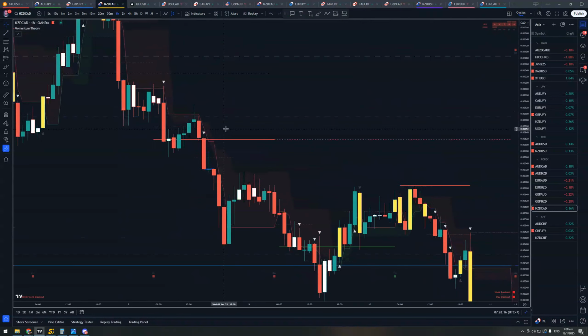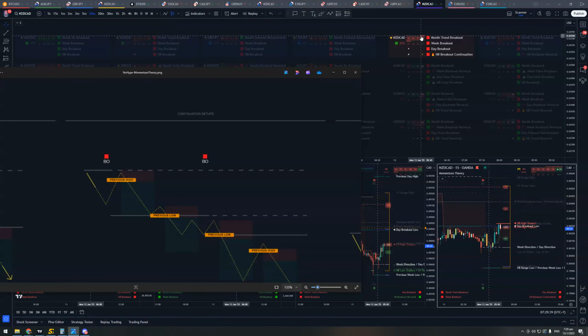So again, looking for that continuation setup. It's a trend breakout, so I'm looking for a fake out of the H8 high. So we do have a fake out of the H8 high. This mark over here, this rectangle, tells me that it's faked out the H8 high. It triggered the H8 high and then went down below it, so that's a fake out.